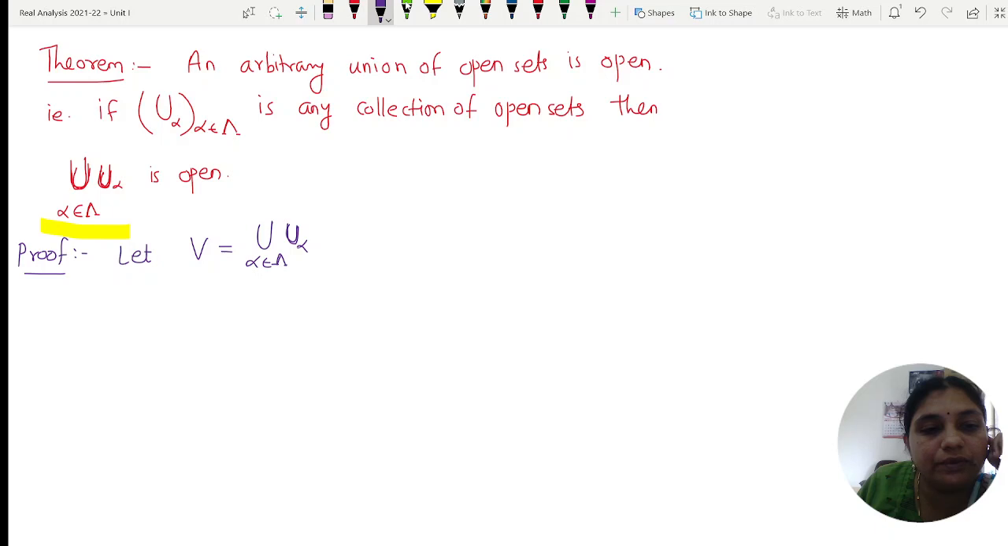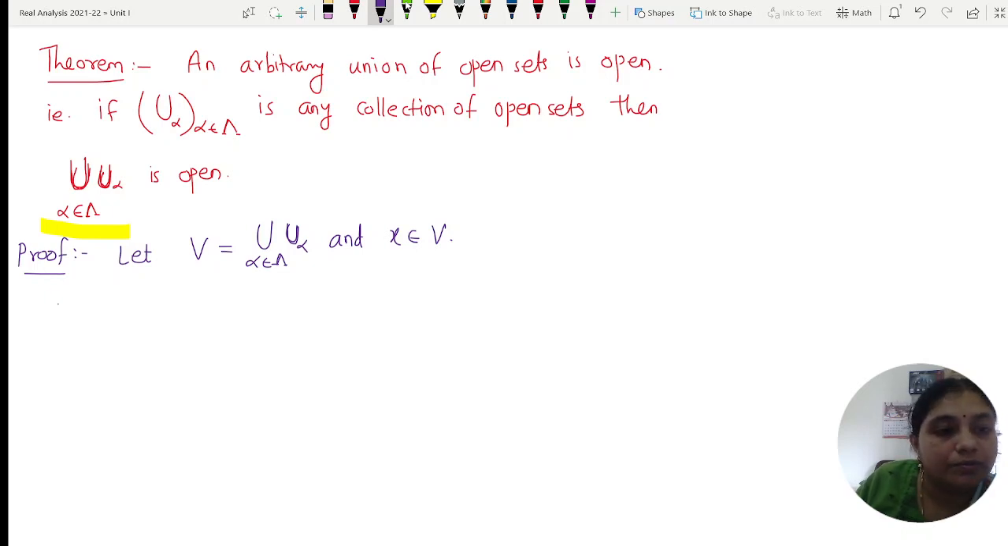Whenever we want to show some set is open, what do we do? We start with an arbitrary element from that set and show there exists some open ball which is totally contained in that set. So we have denoted V as this set, and let x belong to V. Take an arbitrary element from that set.